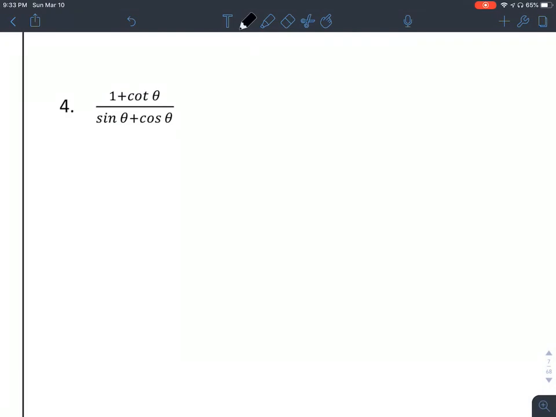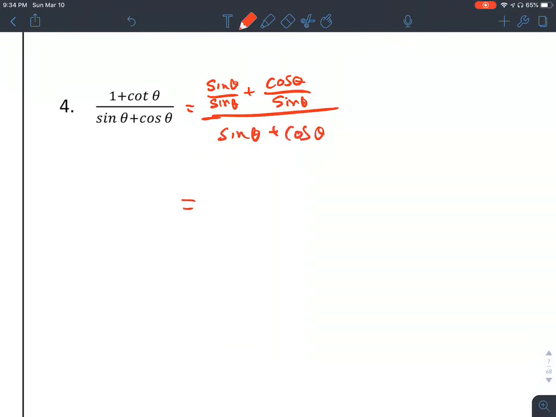Number 4, the directions, get this all in terms of sine or cosine. So let's see, I will change things in terms of sine and cosine. The numerator, I'm going to change cotangent to cosine of theta over sine of theta. I'm going to change the 1 so it has a common denominator as the fraction on the right. And the bottom is already sine and cosine, so I'll leave that the same.